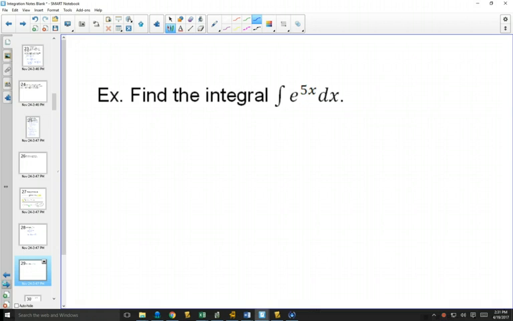Here's an example with an e to the x function. Of course, it doesn't change, but because of that 5 there would be a chain rule where you would multiply by 5. When integrating, you'd have to divide by 5, and then plus c.